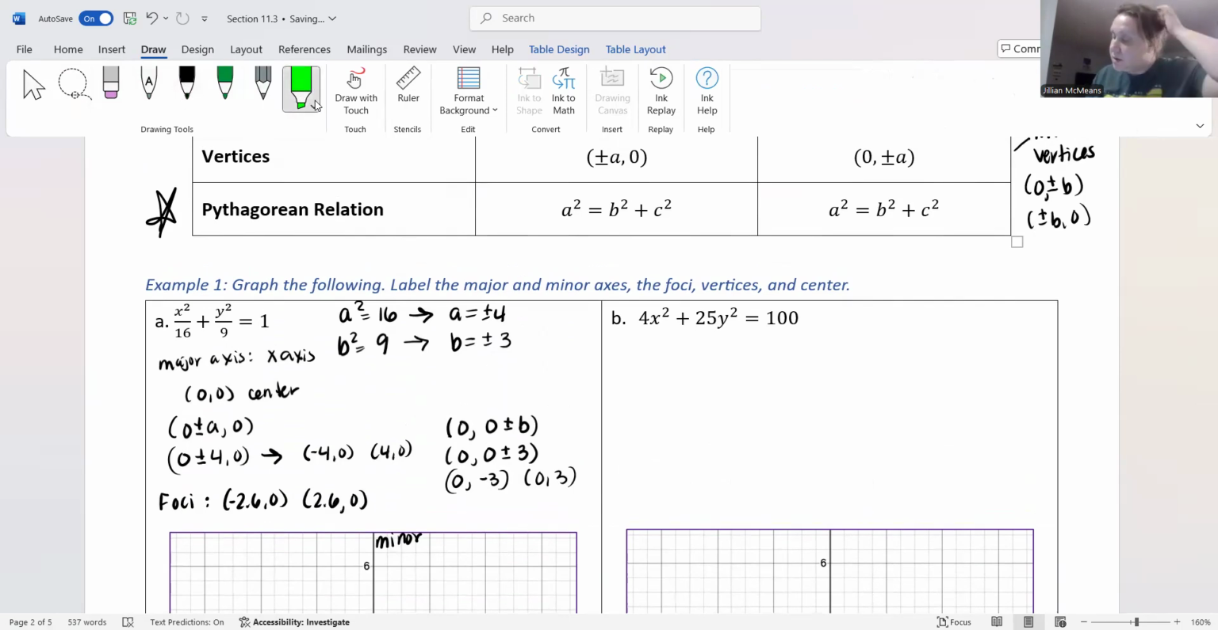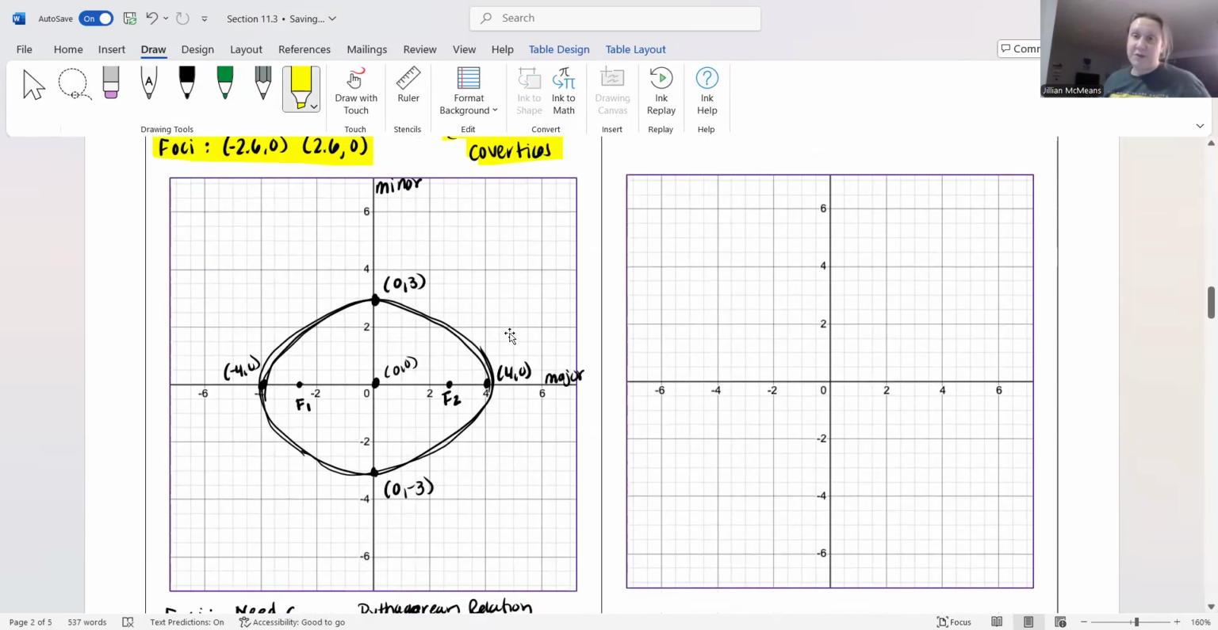Let's change colors. Let's go to yellow. So those are the foci. Okay, the vertices are negative 4 comma 0, 4 comma 0. And then the co-vertices, or the minor vertices, you'll definitely see it called minor vertices as well. Those are 0, negative 3, and 0, 3. So, ta-da! So again, if all we had to do was graph this puppy, that was easy.